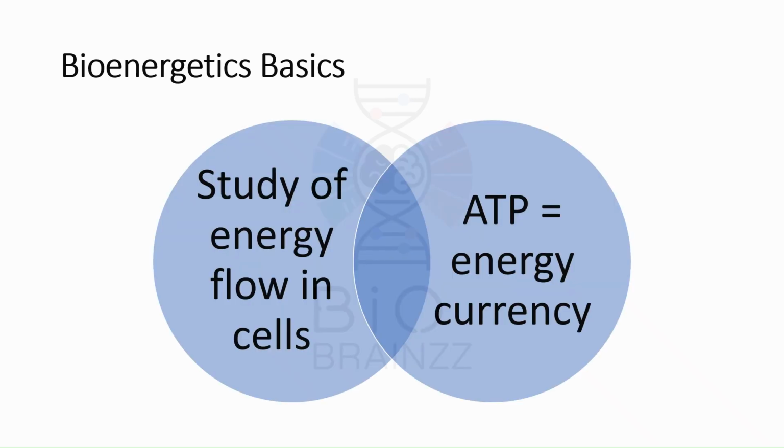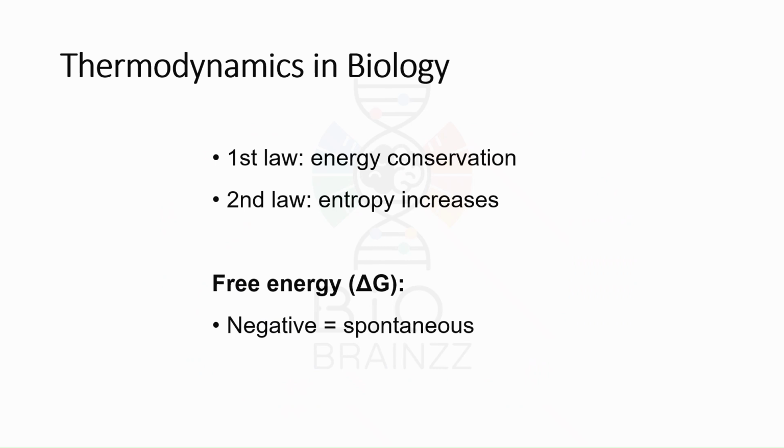Bioenergetics basics. As shown in this slide, bioenergetics mainly deals with how energy flows in cells. Every cellular process requires energy, whether it is transport, synthesis, or movement. ATP is the main molecule that stores and transfers energy, where ATP is broken down into ADP and inorganic phosphate. Energy is released. This energy is then used to perform various cellular activities.